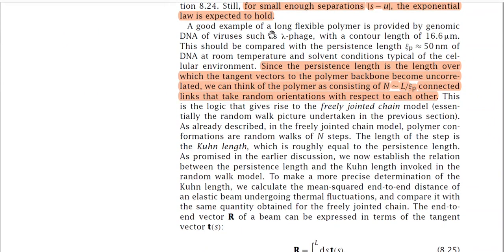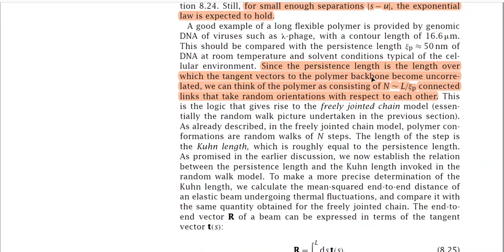A good example of a long flexible polymer is provided by the genomic DNA of viruses such as lambda-phage with a contour length of 16.6 micrometer. So this is the value of L, the contour length, and it should be compared with the persistence length epsilon p equal to 50 nanometer of DNA at room temperature and solvent conditions typical of the cellular environment. So its persistence length is of the order of 50 nanometer.